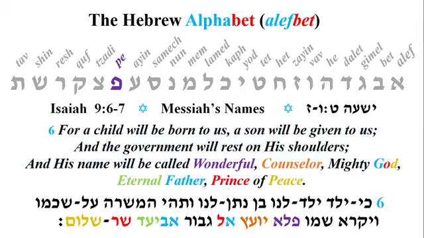Let's look at Isaiah 9, starting in verse 6 and 7. We're just going to read 6. For a child will be born to us, and a son will be given to us, and the government will rest on his shoulders. And his name will be called Wonderful, Counselor, Mighty God, Eternal Father, Prince of Peace. Okay, you see this one on Christmas cards, and very famous verse.